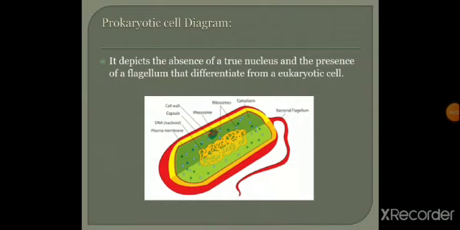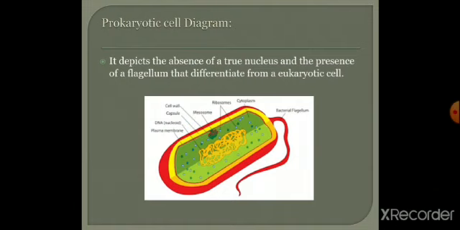Prokaryotic cell diagram. This diagram depicts the absence of a true nucleus and the presence of the flagellum that differentiates it from a eukaryotic cell. See here in the diagram, we can see the green-colored substance which is the cytoplasm, and ribosomes which are blue in color. Mesosomes are also present. The cell wall looks yellow in color. Capsule, and a nucleoid which doesn't have a nuclear membrane, it's just spread over the cell.